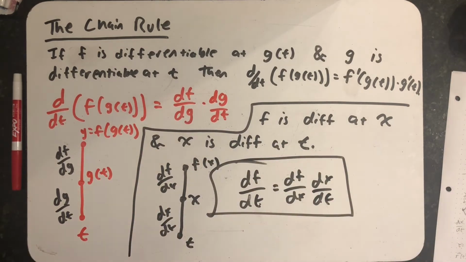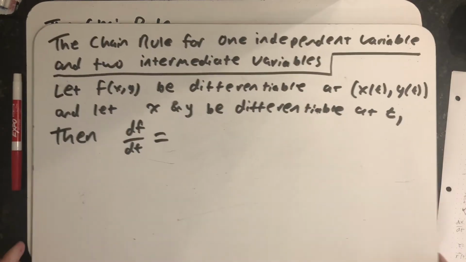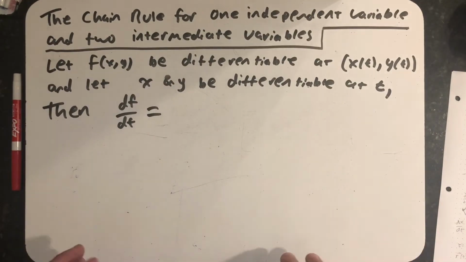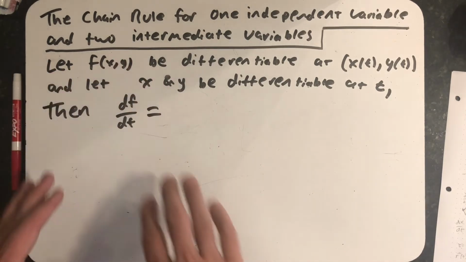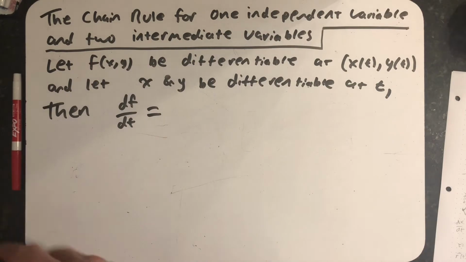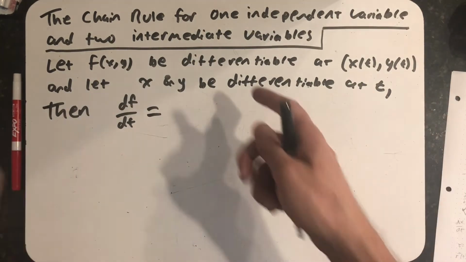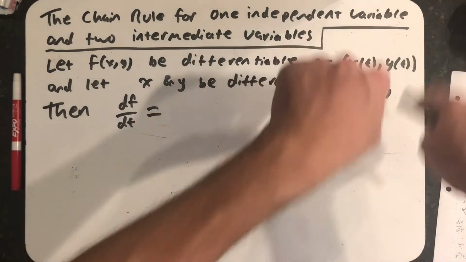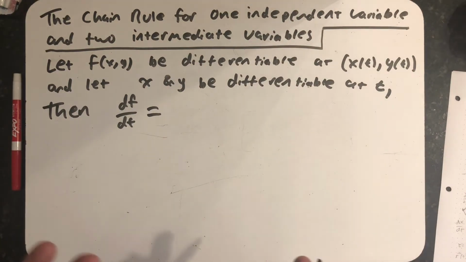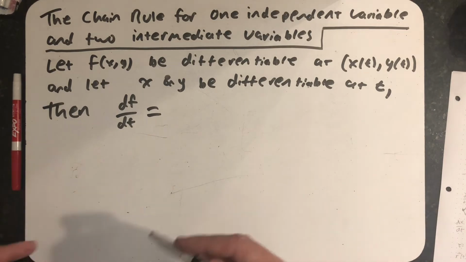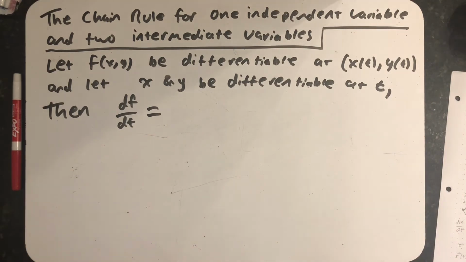Okay, so let's see what happens when we go up to functions on two variables. So here we're going to have the chain rule for one independent variable t and two intermediate variables. So I have a function that takes in an x and a y. But my functions, the points x and y come from functions, x of t and y of t. F of xy is differentiable at x comma y. X and y are in turn differentiable at t.